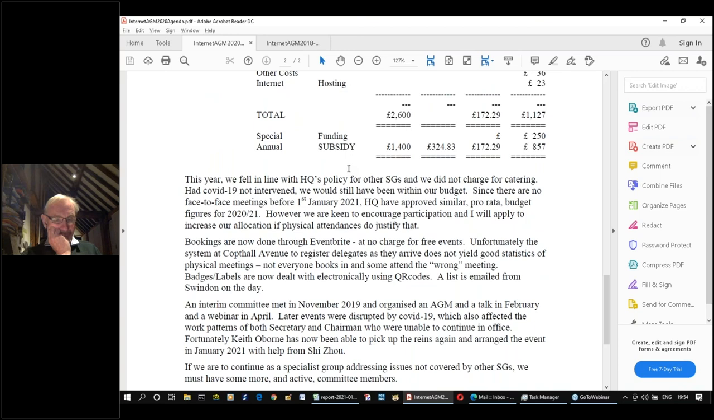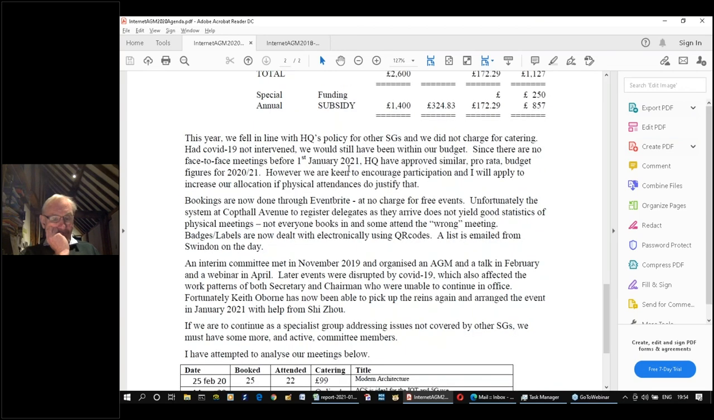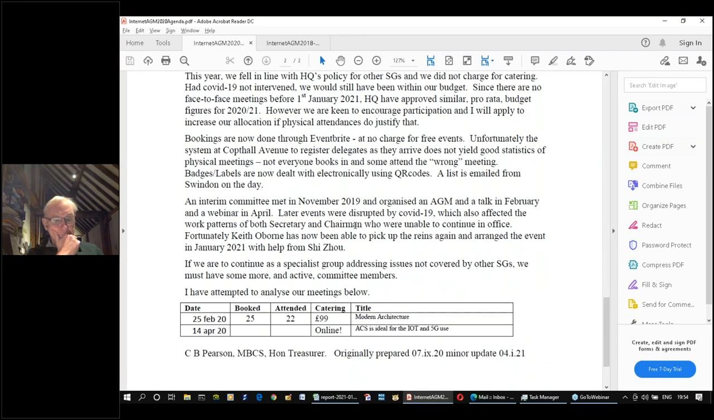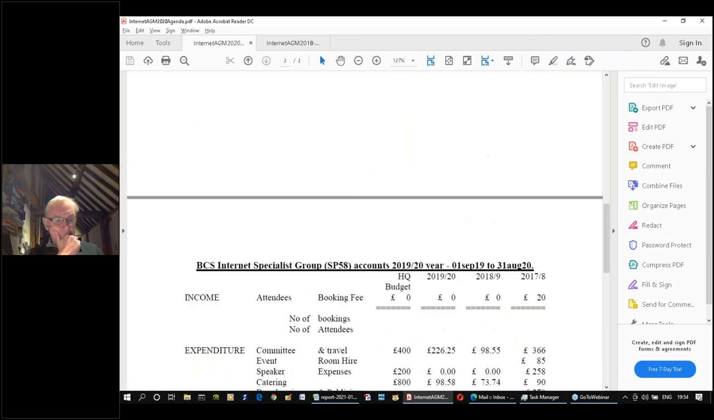I'm hoping during the forthcoming year we shall have some more active committee members and we shall be holding some more meetings. I'm particularly keen to hear from members as to what they would like the meetings to talk about. I'm very keen that we should concentrate on what is happening at the user end of things, rather than some of the technical stuff that is covered by a number of the other specialist groups. I think that's really all I've got in the way of a report.